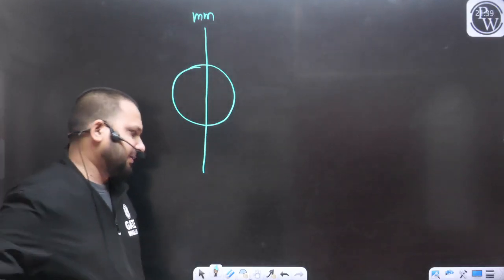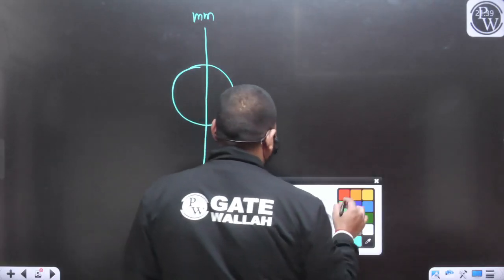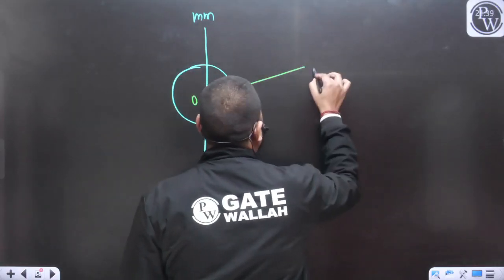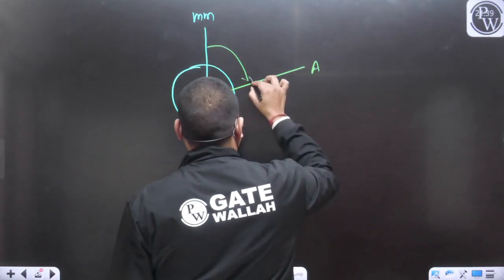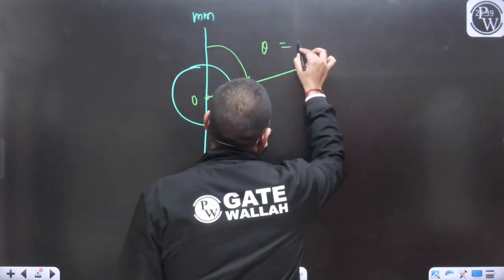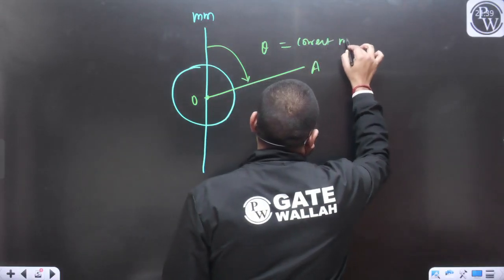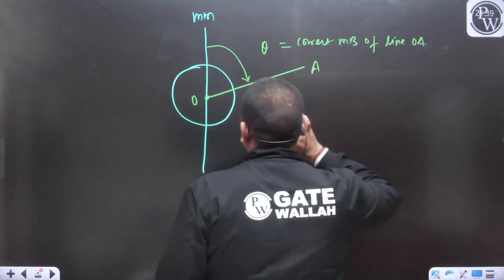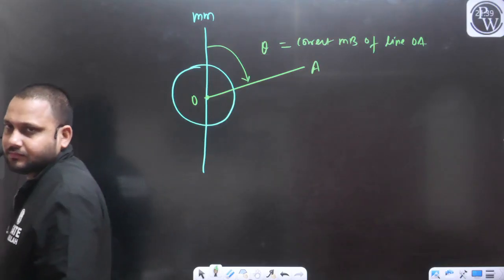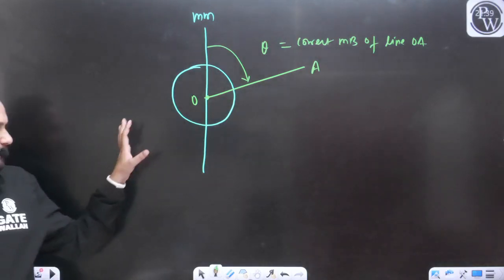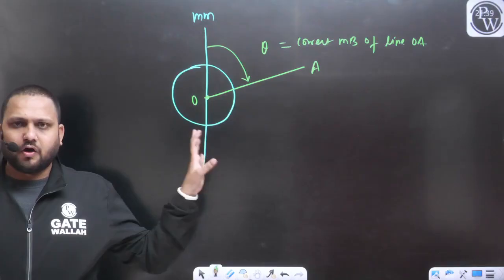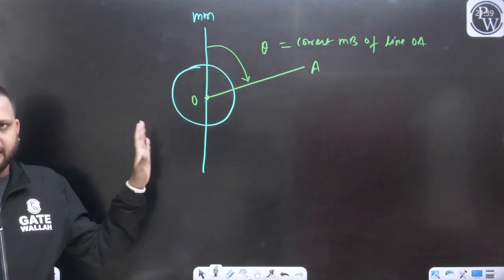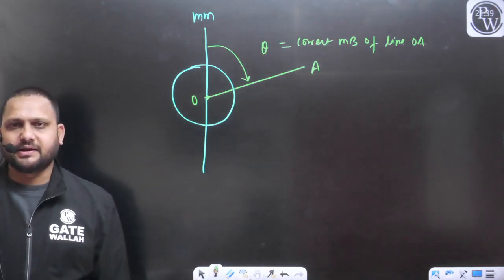And for example, let's say this is the line OA, for which you want to measure the magnetic bearing. So we will measure this angle and we will say this theta is going to be the correct magnetic bearing of line OA. Yes or no? There was no object. Due to the non-availability of the object, we have located the magnetic meridian correctly. And now we are considering this magnetic meridian as a reference.